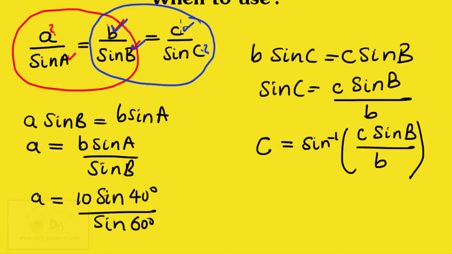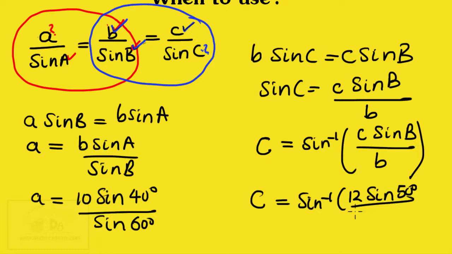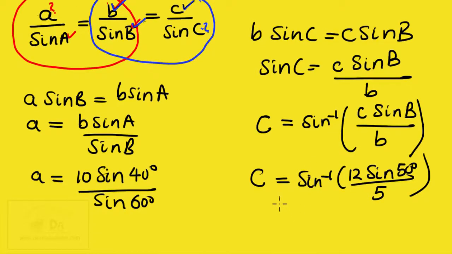Like I said, you can only work out this angle C if this is known, and this is known. So I'm going to give you values. Let's say this length c was 12 units, the angle B was 50 degrees, and this b here represented a length of 5 units. You can simplify 12 sine 50 divided by 5 on a calculator and find the inverse sine of that value, and you'll be able to find C.